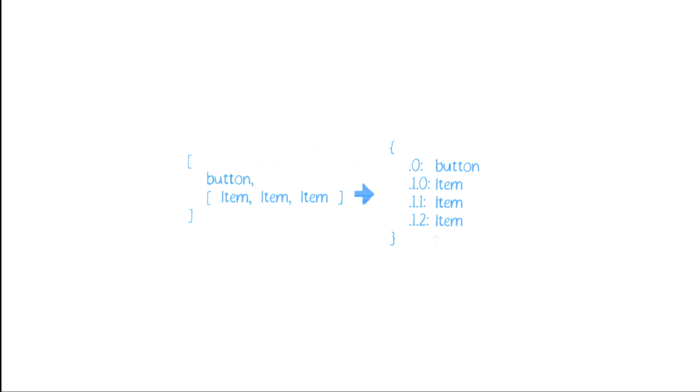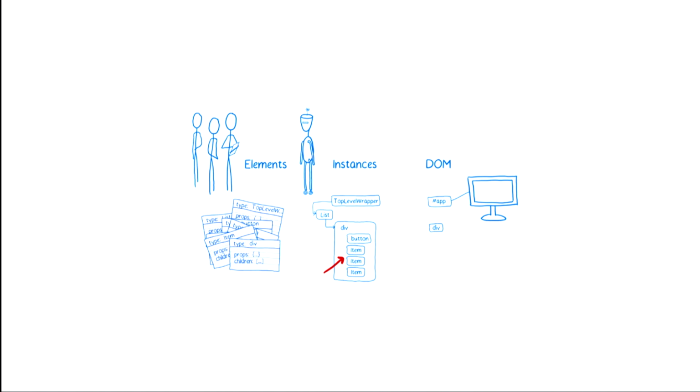Now it's time to make the DOM elements. So React knows how to create the DOM for a button, and it goes over and does that. Then it gets the items. And once again, these are things that it doesn't know how to create the DOM for, so it has to ask again. And so the item's going to say, OK, I need you to create a div element and take the prop that was passed in to me and turn that into text content.